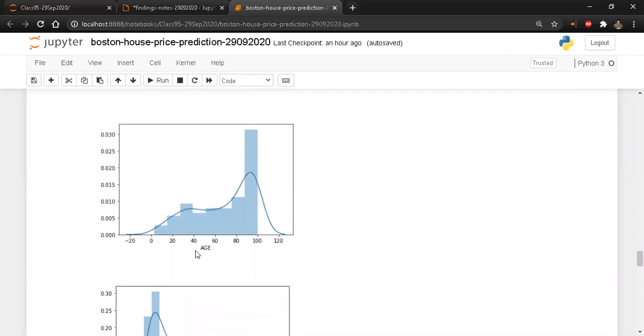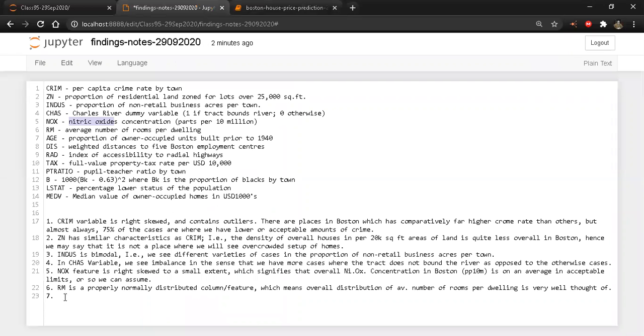Right. Now let's look at age. Okay, so I see there is a small problem over here, but that's only my intuition. That is my hypothesis. It may or may not be true. It really depends on what kind of people go there to stay. So I'm going to write, in case of age, it is a feature which is left skewed.